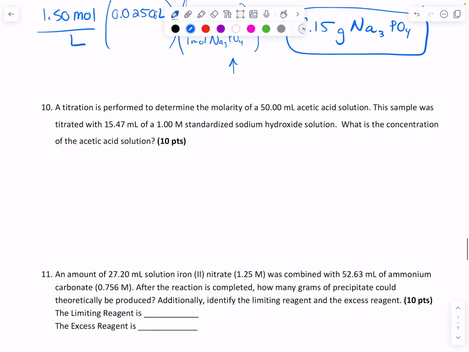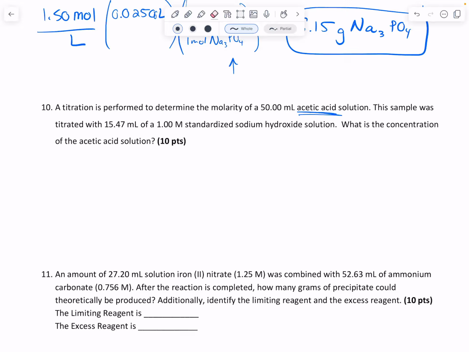Okay, next we have a titration. Titrations are going to be all over Gen Chem 2. So this one is a titration problem. It says we're trying to find the molarity of an acetic acid solution. This is something you did in lab. You titrated vinegar using sodium hydroxide, and your sample turned pink with phenolphthalein. So you were doing a little standardization.